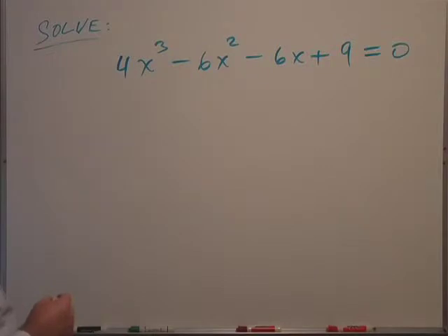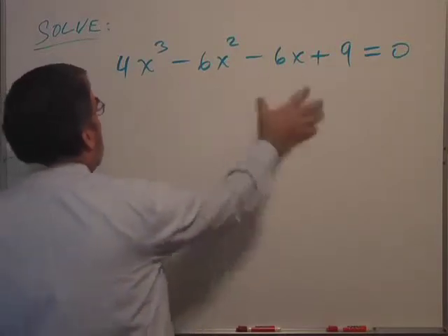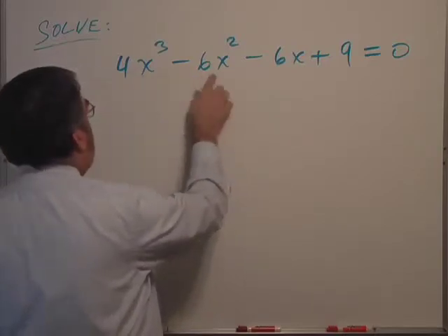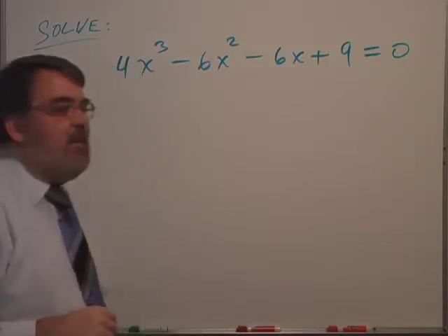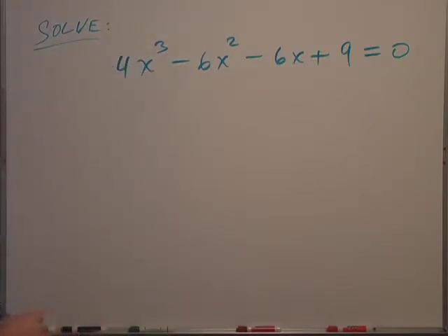But here, because I made up the problem, I would sense that we might be able to do grouping because there are 4 terms. And also, when I look at these ratios, 4 to 6, 6 is 1.5 times 4, and 9 is 1.5 times 6. And so there's sort of a common ratio here. Anyway, you'll see that unfold. What I'm going to do is separate this into 2 binomials.